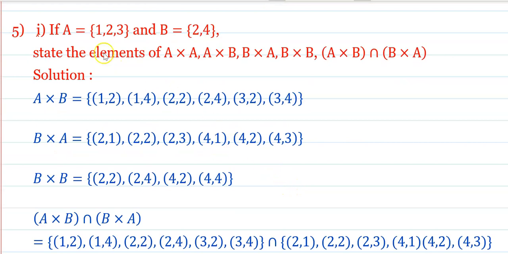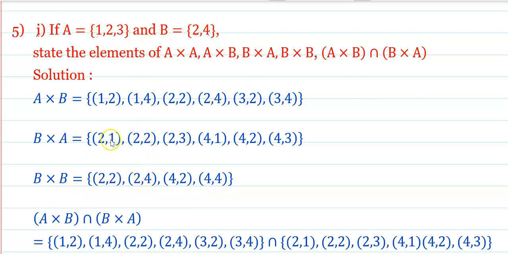Now the next question. If A is {1, 2, 3} and B is {2, 4}, then state the elements of A cross A, A cross B, B cross A, B cross B, and the next, the intersection of A cross B and B cross A. A cross A is easy, let's find out: (1,1), (1,2), (1,3), (2,1), (2,2), (2,3), (3,1), (3,2), (3,3) in this way. Similarly, you can find B cross A, which means (2,1), (2,2), (2,3), (4,1), (4,2), (4,3) in this way.